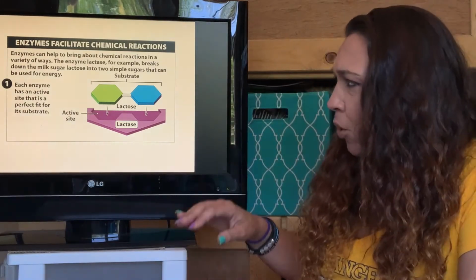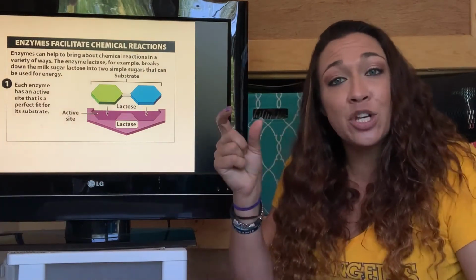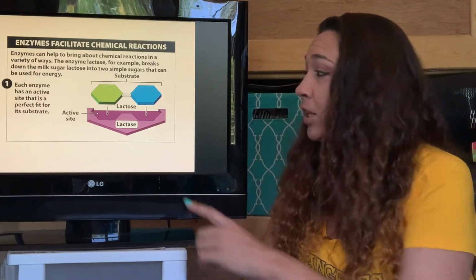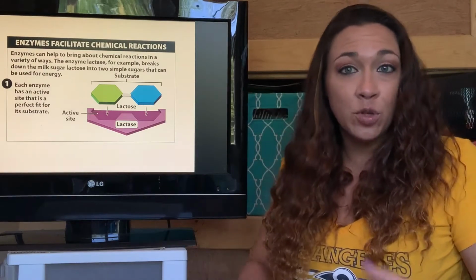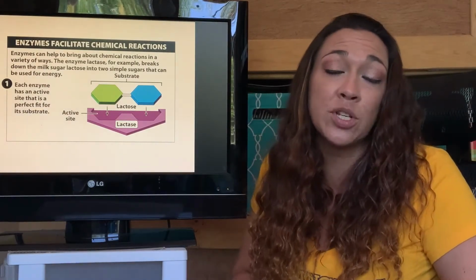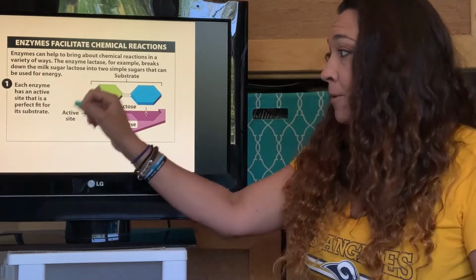Now, this is what's called a lock and key model, meaning the lactose will fit perfectly inside the lactase. So the lactose would be the key and the lactase would be the lock. Now, there's only one key for one lock, and that's the same thing for enzymes. They're very what's called substrate specific. Now, substrate is the lactose.